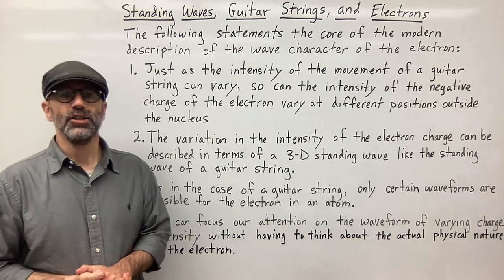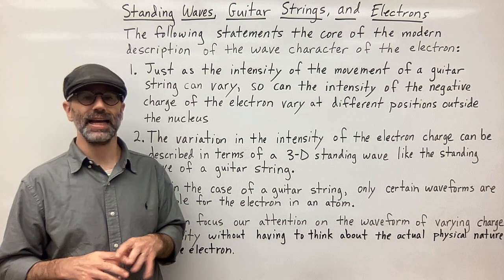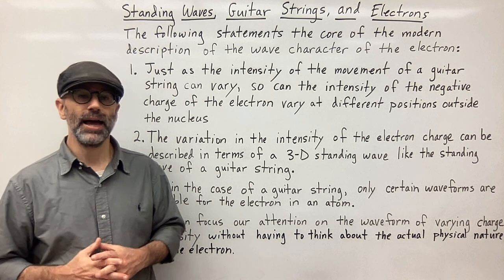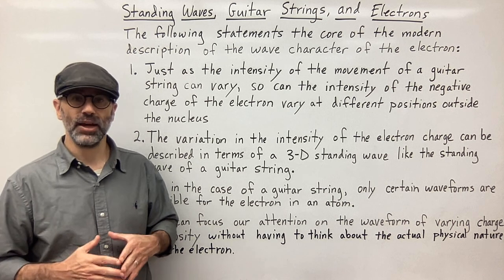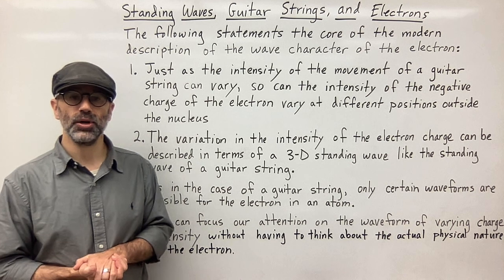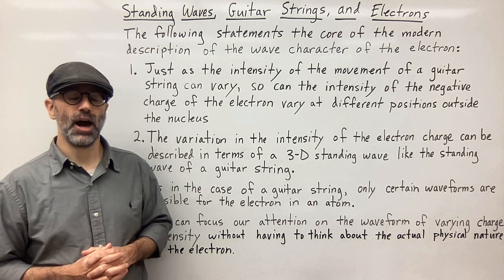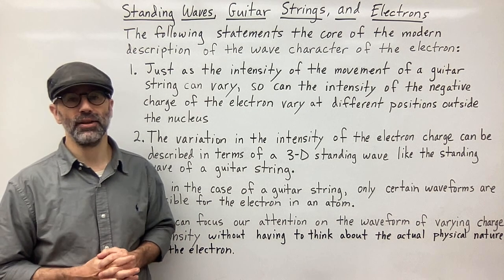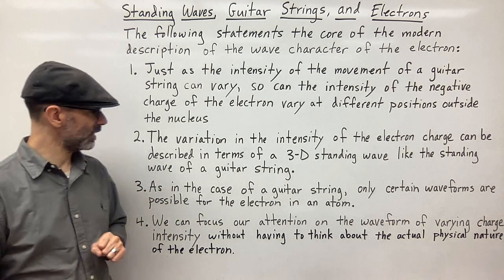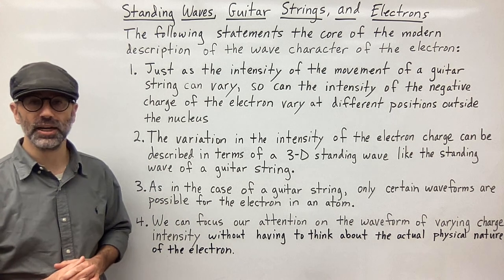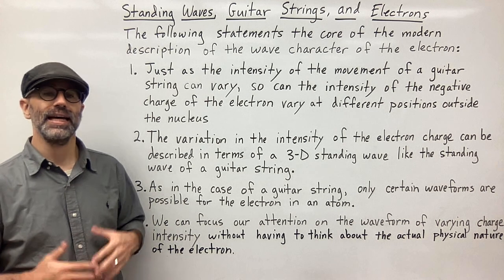Sorry about that. So, since the electron is traveling around the nucleus in a three-dimensional space, and we want to think of the electron's nature as a wave, it makes sense that we would think of the wave nature of the electron as described by a three-dimensional standing wave rather than a two-dimensional standing wave. Three, as in the case of the guitar string, only certain waveforms are possible in the electron in an atom.